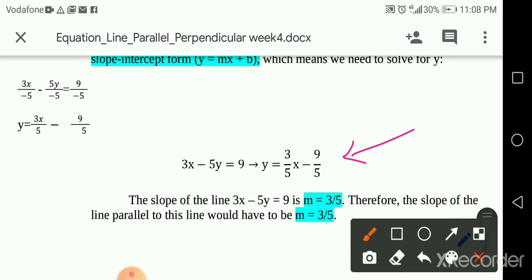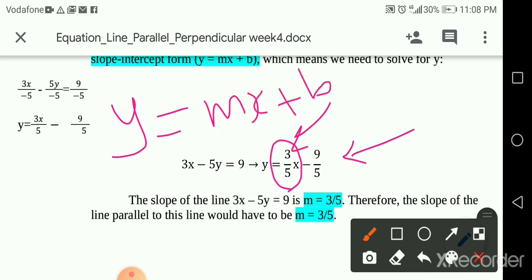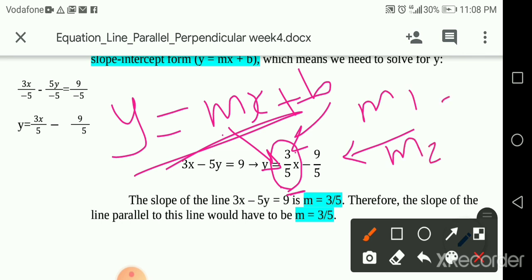What's the slope here? Guys, remember this one, it's very very important. When you write the slope-intercept form, you know that m is the slope, which is 3/5. If I want to know the slope of a line parallel to this, what should I do? The slopes must be equal, guys.